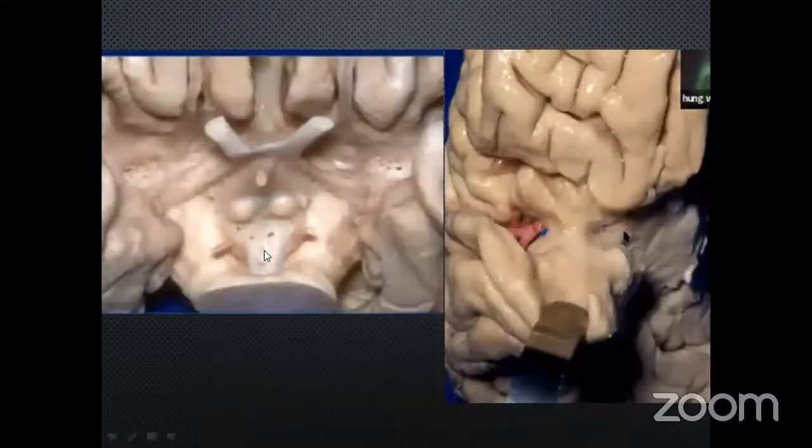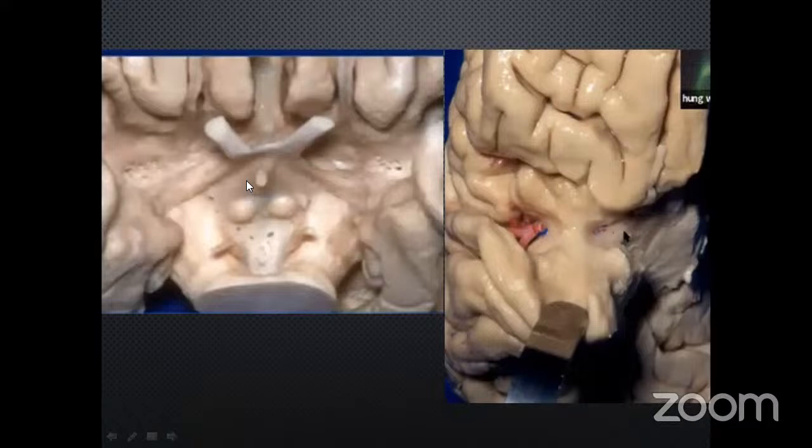So this is another picture which is showing the relationships. These are the optic tracts. This is the optic chiasm, the olfactory tract, and laterally we have the Sylvian fissure, and this is the uncus.